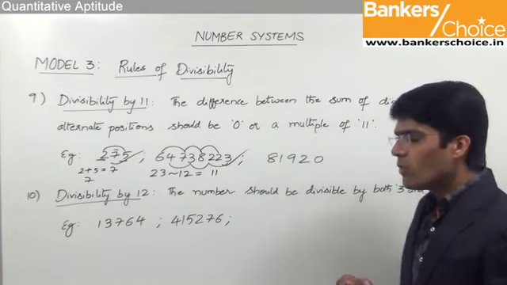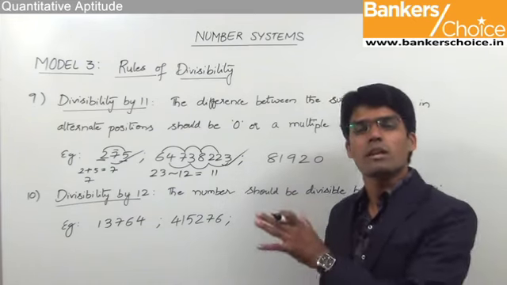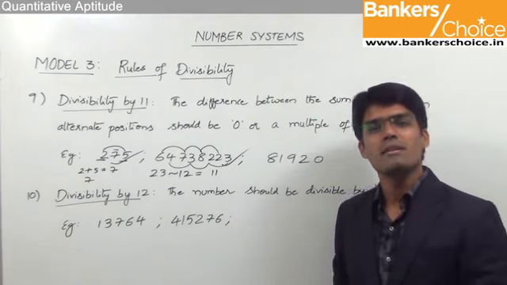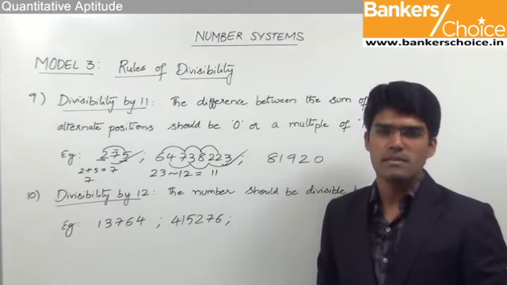So that's how we only need to find out the sums of the alternate positions and then take the difference between these two sums. If it is 0 or a multiple of 11, then the number is divisible by 11.